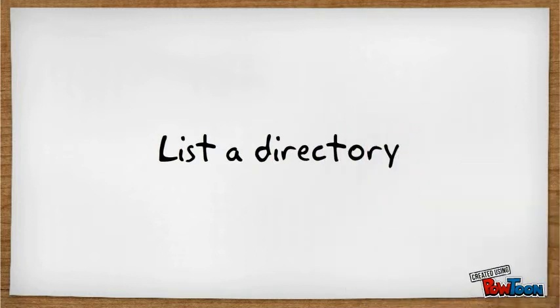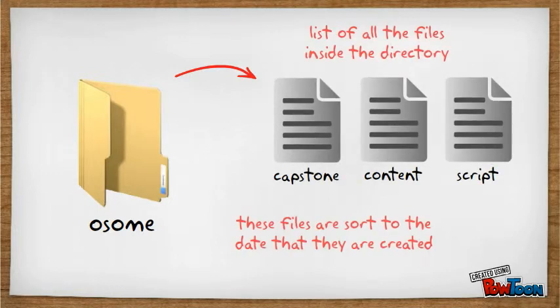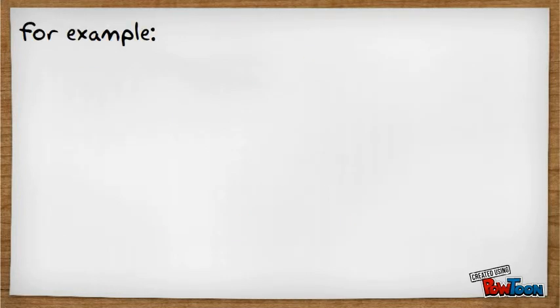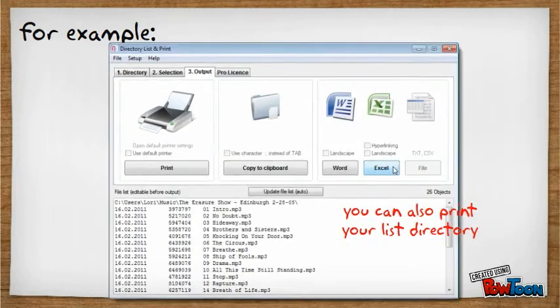In listing a directory, you have the folder. This will list all the files inside the directory. Those files are listed according to the date that they were created. We need to be able to list the files in a directory and the contents of the directory entry for each file in the list.